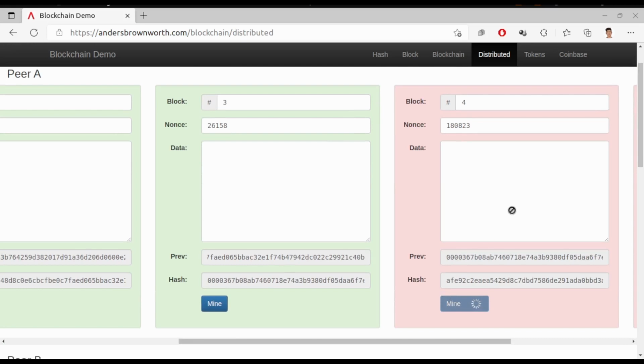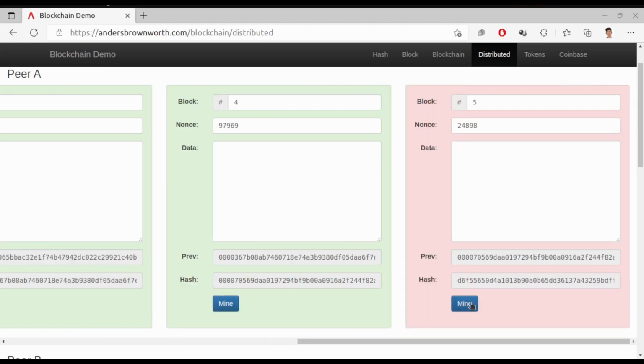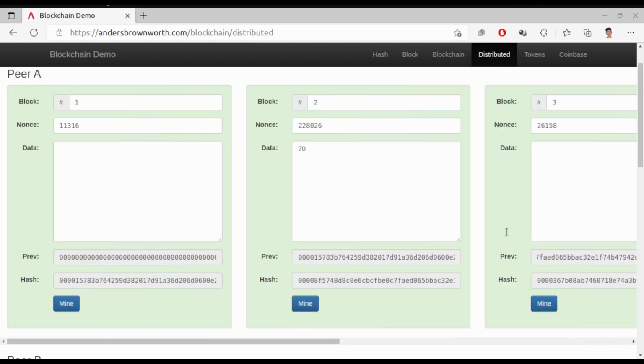Since we have just 5 blocks, it is easy to recalculate the hash, but in reality there are hundreds of thousands of blocks. So it is not possible to recalculate the hash of those blocks. Theoretically it may be possible, but practically it is not possible. So the blockchain of peer A is now valid. We have successfully tampered block 2.